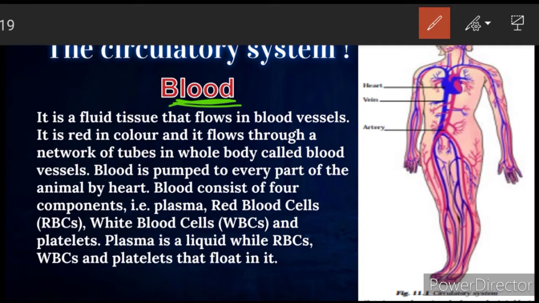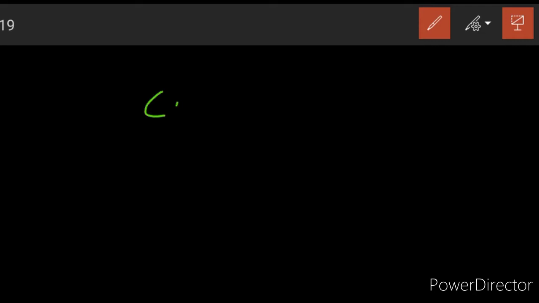So blood is actually a tissue. It is a type of tissue. Now what is a tissue? Many of you may ask. Tissue is a group of cells. Now what is a cell? Many of you may ask. Cells are the basic structural unit of our lives.